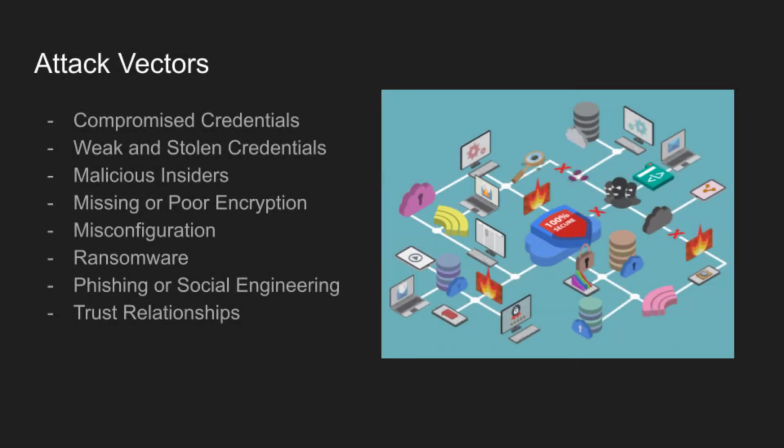There are about 8 general types of attack vectors. For example, compromised credentials, weak or stolen credentials, malicious insiders, missing or poor encryption, misconfiguration, ransomware, phishing, or maybe even social engineering, and trust relationships.